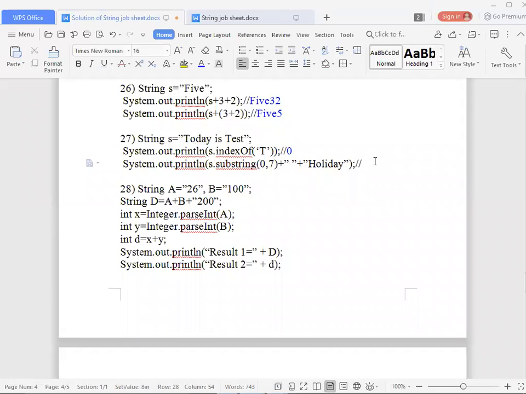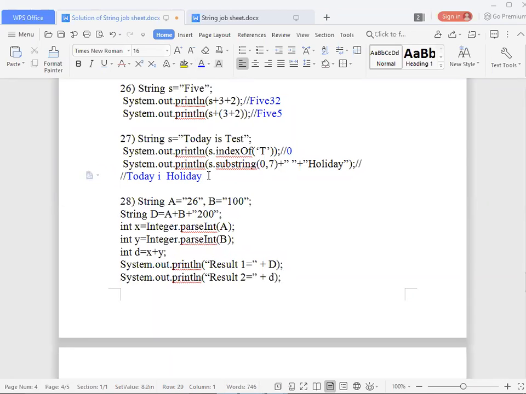Okay. Then here it's going to show you today, I, then space, I will be small, then space, and then after that holiday as it is. It will be the output of the second system dot out dot println. Today space I space holiday.